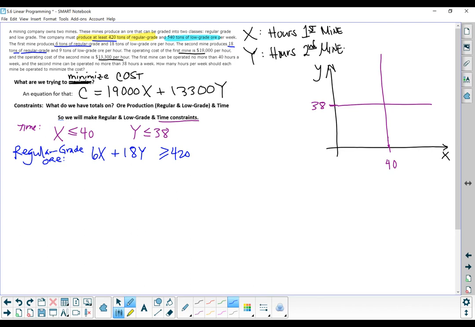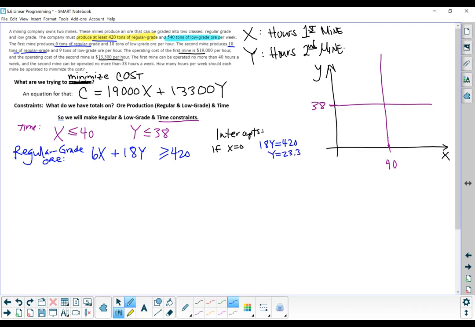We could go ahead and find the intercepts and plot this line now. Again, to find our intercepts, we set each of our variables equal to 0. So if x equals 0, we have the equation 18y equals 420. And again, I'm using equals because I'm just looking for where it's crossing the x-axis. So if we divide by 18, we get 23.3.